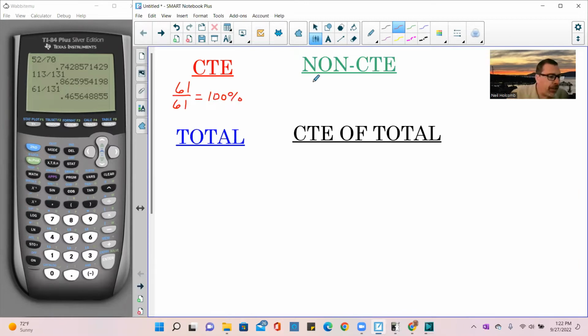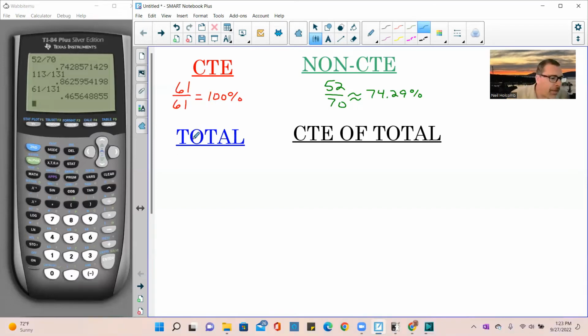And then you said 52 of 70 non-CTE, so that'd be 52 out of 70 non-CTE students, which I did over here, which is 0.7428, which is 74.29% rounded. So I'm going to be the math guy here. If it's an approximation, you have to draw a squiggly equal sign. So it is going to be 74.29% of non-CTE students graduate, not quite 75%.